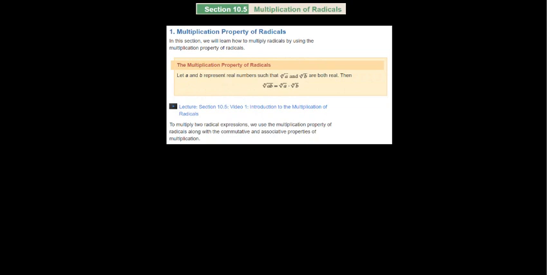Alrighty, so in this section we will learn how to multiply radicals by using the multiplication property of radicals. So the property is, let A and B represent real numbers. Now here, that's a big thing here. Real numbers, okay? I say it's a big thing because we're only going to be able to use this property if our numbers are not imaginary.